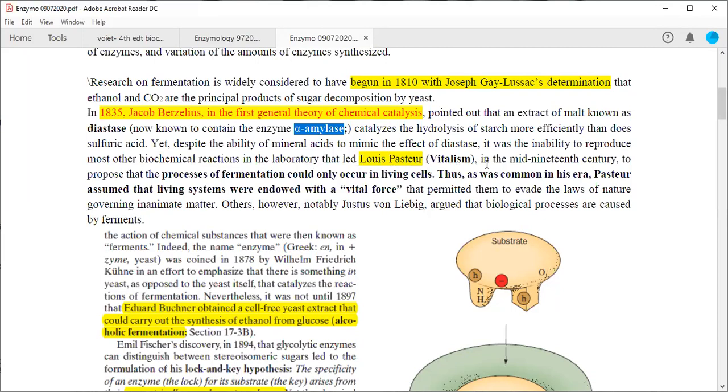In the mid 19th century, he proposed that the process of fermentation could only occur in living cells. This is called the vitalism theory, that these chemical reactions can only occur in living cells. They cannot be done in the lab or in test tubes. Thus, as was common in his era, Pasteur assumed that living systems have some vital forces or extraordinary powers to catalyze these reactions.